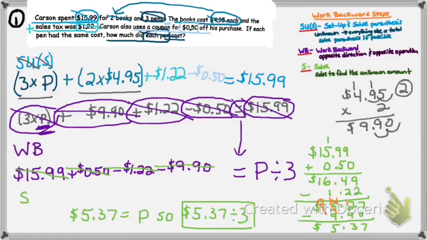So in this problem, my unknown was the cost of each pen, so I used a P. It said that there were 3 pens, so I had to multiply that times 3. That was my unknown. I went to the end and found the total, and it said the total spent was $15.99. Then I went back through the problem to find all other things that were done and wrote them down. When I was finished with that, I found any parentheses that I could solve. I could not solve 3 times P because I had an unknown in it, but I was able to solve 2 times 4.95, which I did, and wrote it down, and I brought everything else down underneath that. At that point, I had finished my SUS step.